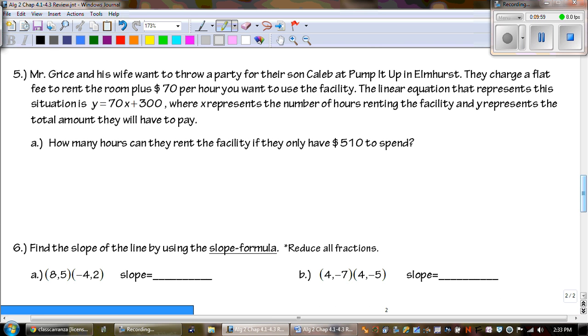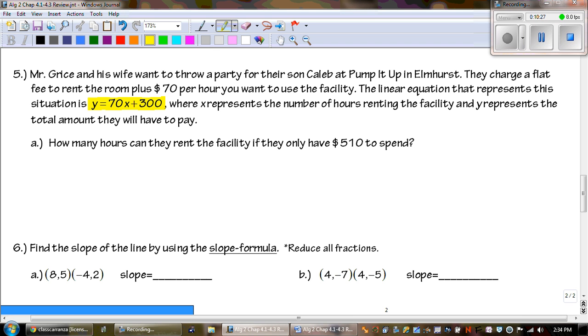Number 5. It says Mr. Grice and his wife want to throw a party for their son Caleb at Pump It Up in Elmhurst. They charge a flat fee to rent the room, plus $70 per hour you want to use the facility. The linear equation that represents this situation is y equals 70x plus 300, where x represents the number of hours renting the facility and y represents the total amount they will have to pay.